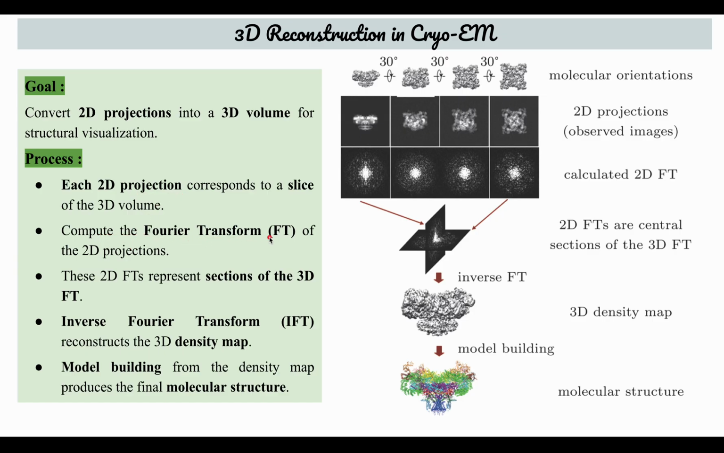So that is what they are saying here. We compute the Fourier transform of all these 2D projections. These 2D Fourier transforms represent sections of the 3D Fourier transform. Inverse Fourier transformation is done to reconstruct a 3D density map, and then model building is done. So ultimately we get a molecular structure of a specimen or a biomolecule which I was studying.